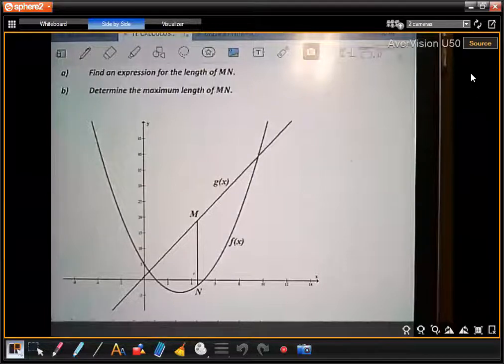No, it doesn't have to be to scale. Just make sure that M and N are in line. Yeah, that's very important.